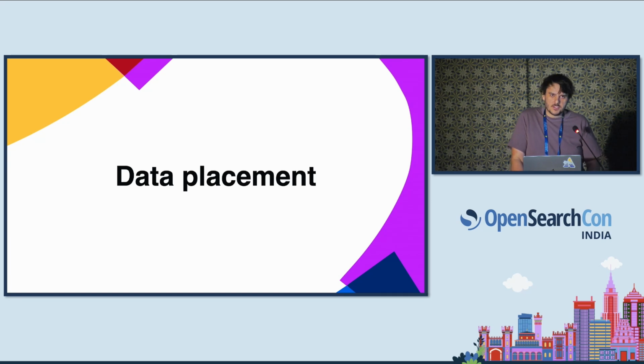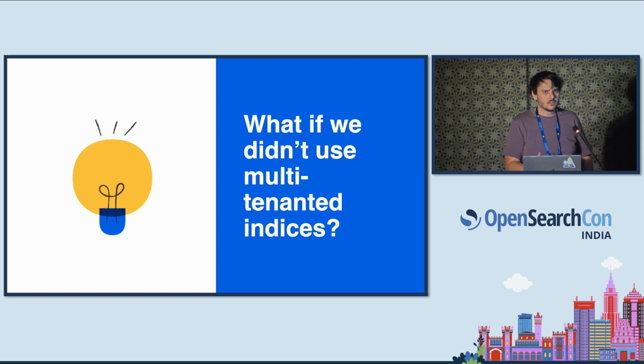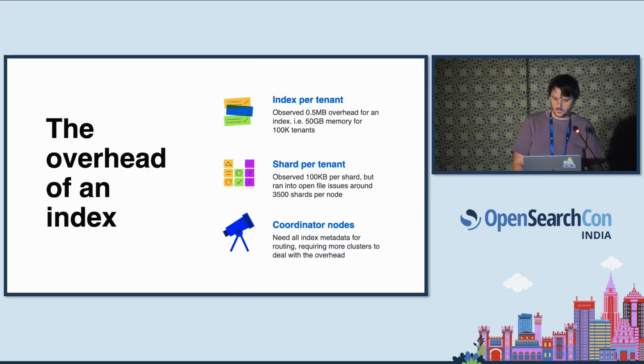So one of the first areas that we looked at for improvement was data placement. So we've talked about our multi-tenanted index, right? Well, what if we didn't use a multi-tenanted index? This is a big question. Were we building our solution on the wrong assumption? And what was the best experience that we could get with a single tenant on an index? So we did some assessments of whether we could move towards this index per tenant model.